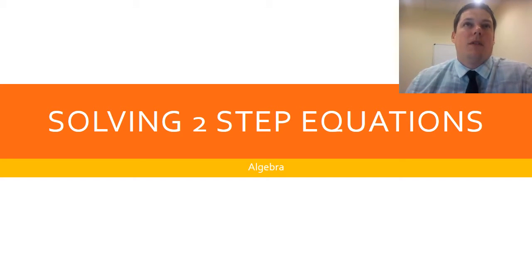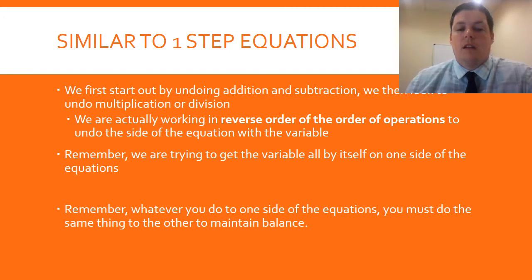Yesterday we were doing either just undoing addition, undoing subtraction, undoing multiplication, undoing division, undoing fractions. When we add a second step, we're probably going to be using two of those things. So we're probably going to have to undo addition and then undo multiplication. These are similar to one-step equations, obviously, but we're adding another step. So we first start out by undoing addition and subtraction, and then we look to undo multiplication or division.